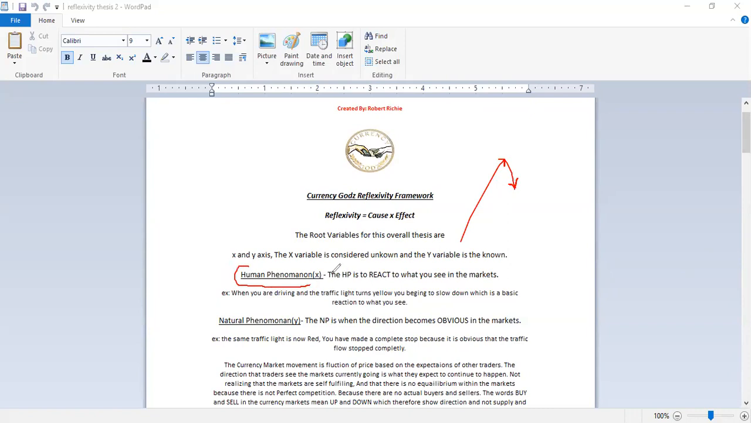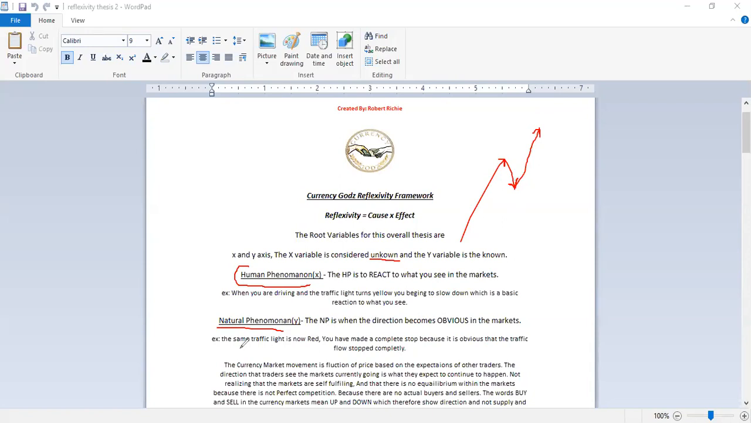Now, remember, the X variable is an unknown. Okay, so the human phenomenon is considered unknown. Now, the natural phenomenon is when the direction becomes obvious to you in the markets. So let's pretend that this is the markets now. All right. So the natural phenomenon, as I said before, is when the direction becomes obvious.